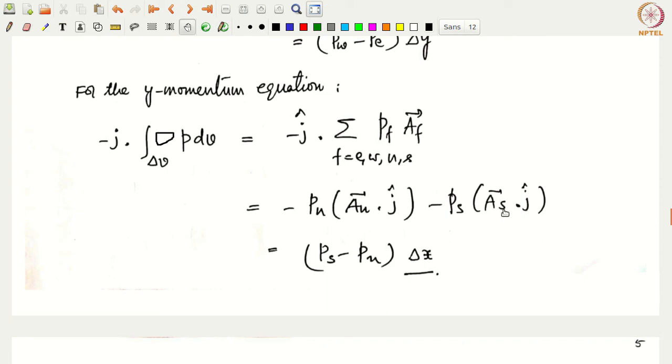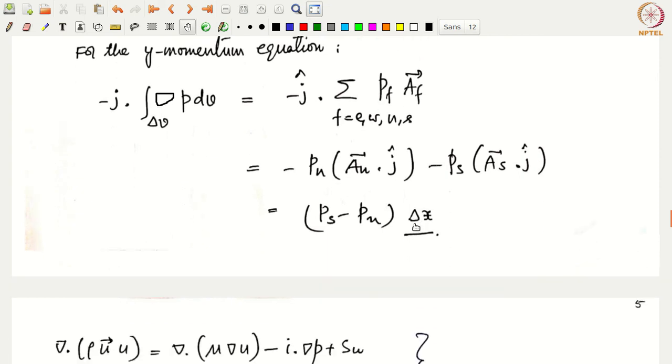So this is minus delta x j cap, and this is delta x j cap. As a result, this will be Ps minus Pn times delta x. So the pressure on the south face minus the pressure on the north face times delta x is what we get. Alright, that completes the discretization of the x and y momentum equations, the pressure gradient terms that we get.